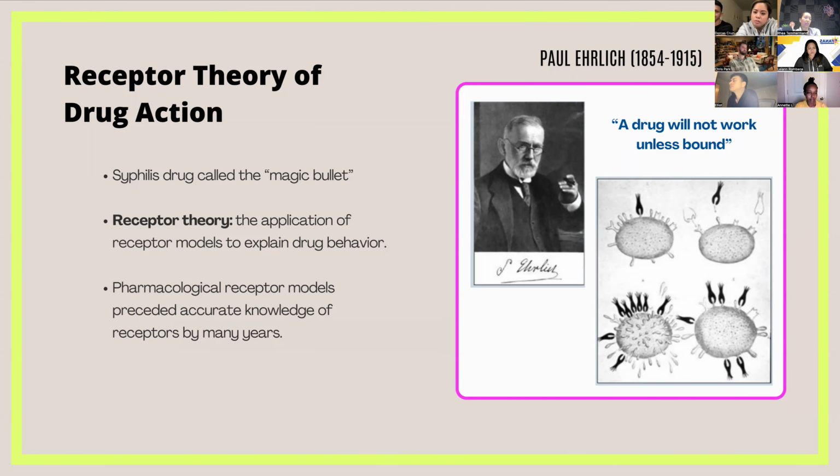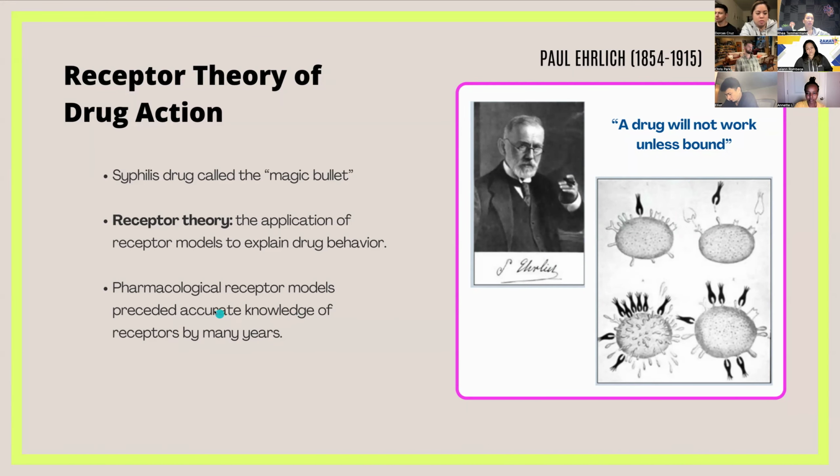They don't really know how things work, and this guy has this theory when he's making this syphilis drug that a drug will not work unless it's bound to something. And he had these really rudimentary drawings of what he thought was happening in the body. And it's actually kind of cool how accurate it really was. So he pictured the cell and he figured there was something on the cell that his drug, this magic bullet drug, had to bind to in order to have its effect, in order to have a cellular effect. And he was the very first person to come up with this theory. And so he really is the father of this receptor theory.